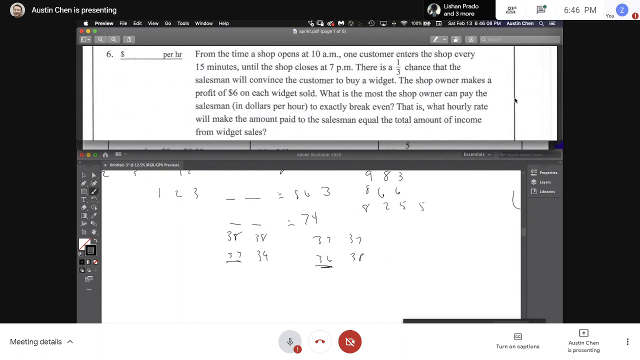That is, what hourly rate will make the amount paid to the salesman equal to the total amount of income from widget sales. Okay, so basically in this problem, we're getting some money at some rate from this sale of widgets, and we want to pay the salesman equal amount of money to this rate so that they break even. You can do this in two ways.